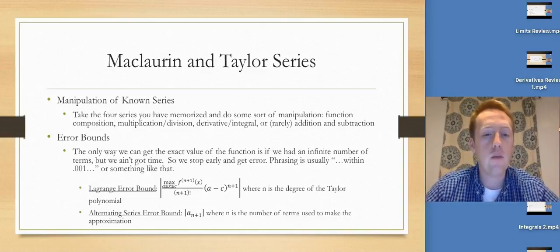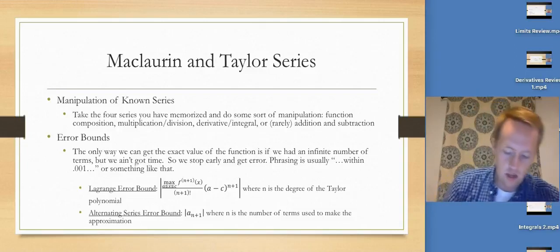In the Lagrange error bound, that whole mess that you can see, it's the maximum of the n plus first derivative over n plus 1 factorial, times a minus c to the n plus 1, all in absolute value. n is the degree of the polynomial, a is where you're estimating, and c is the center of your Taylor polynomial.